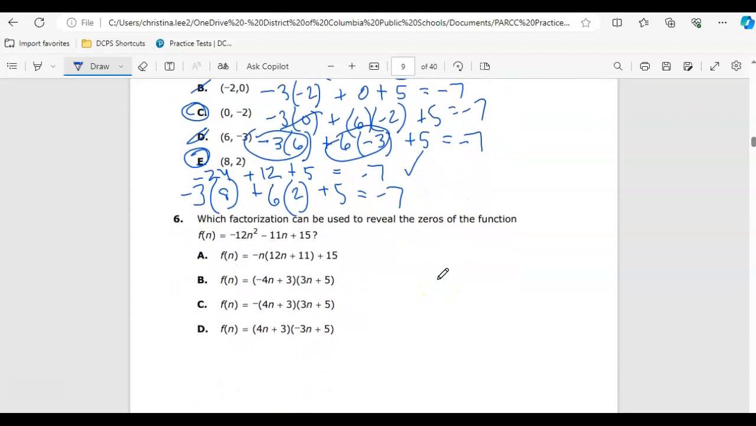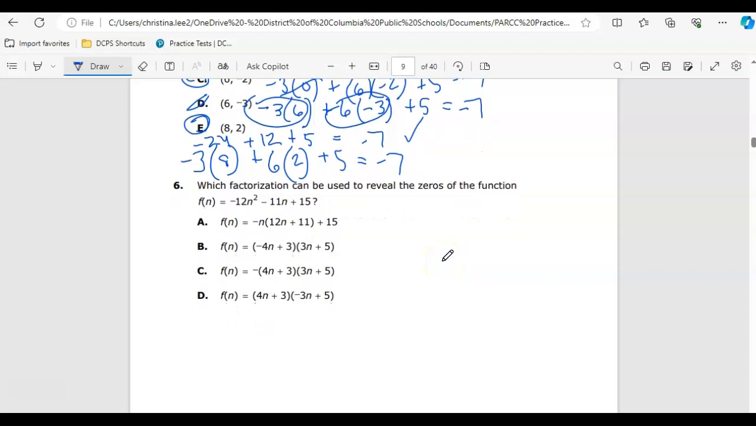All right, which factorization can be used to reveal the zeros of the function? All right, so it's asking us how do we factor this. Now, the first thing that I'm going to do is I'm going to take out the negative.